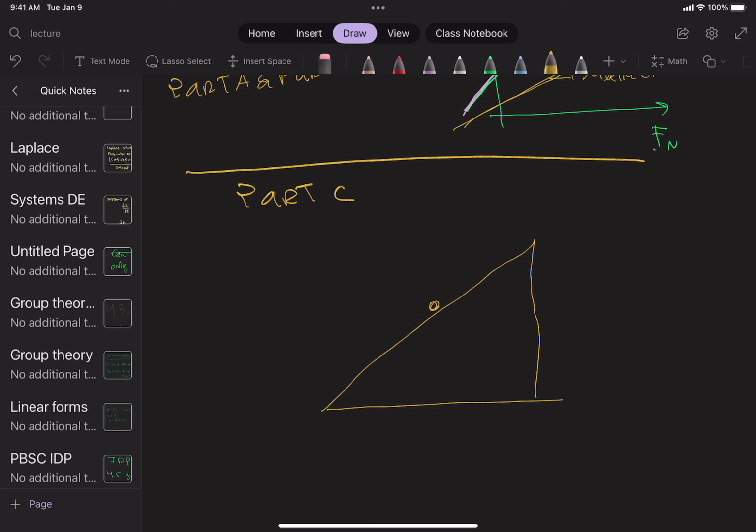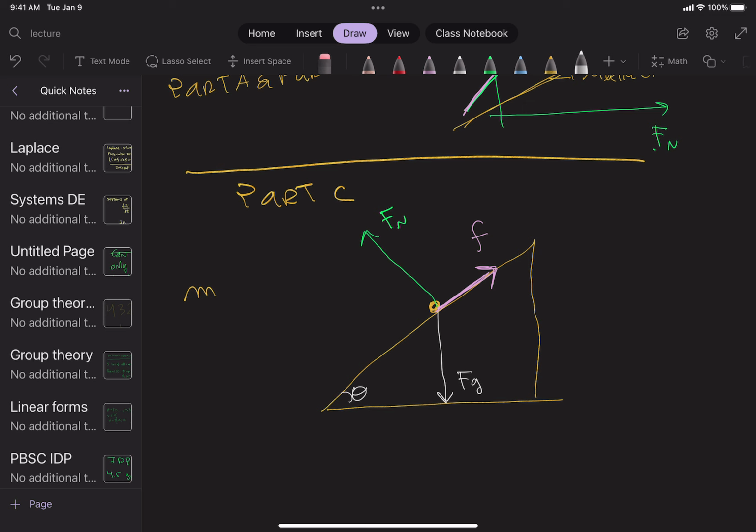So this is the block here. It has a mass m. So let's see the forces that are acting on it. First of all, gravity is acting straight down, and the normal force is acting perpendicular to the surface. And in this case, friction is going to act upwards along the surface. And there's also going to be, this incline is going to have an angle theta.